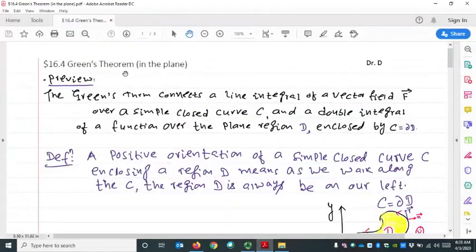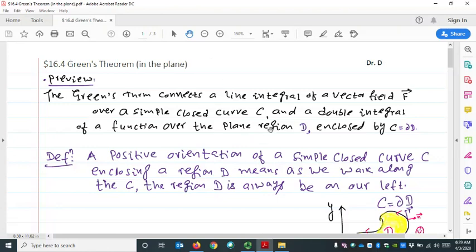Today I am going to cover Green's theorem. First, let me give you a quick preview. Green's theorem is another big theorem of vector calculus. It connects a line integral of a vector field over a simple closed curve C and a double integral of a function over the plane region D enclosed by that curve C.